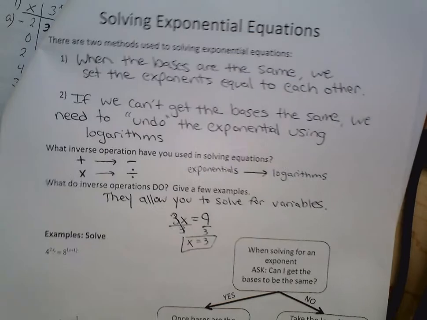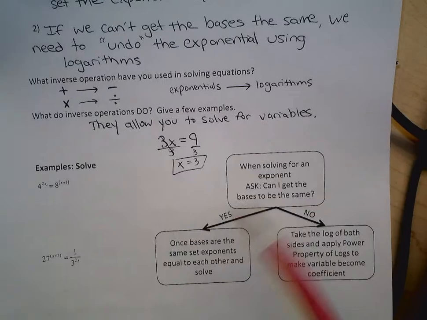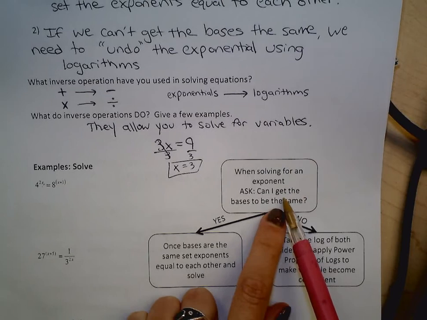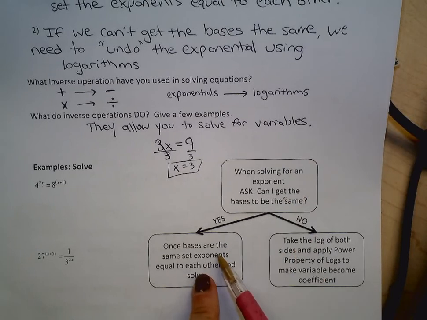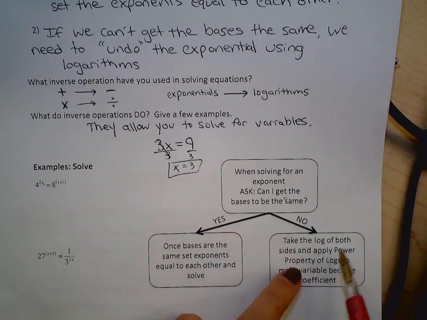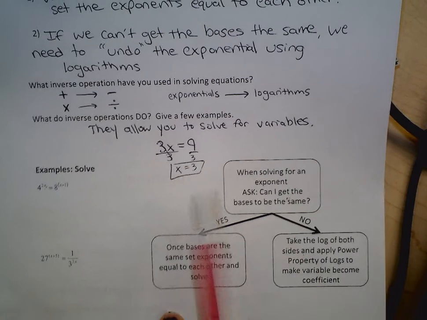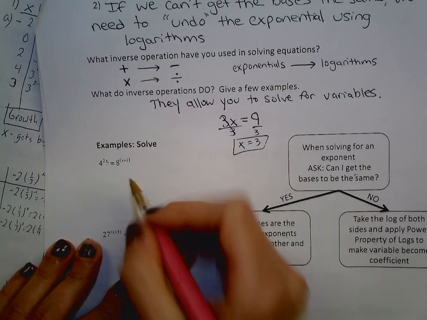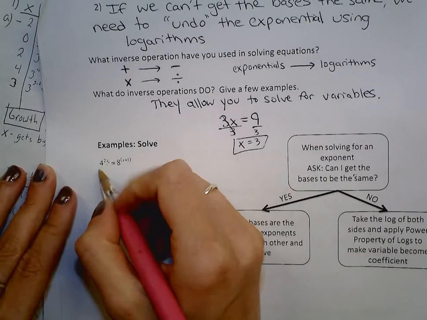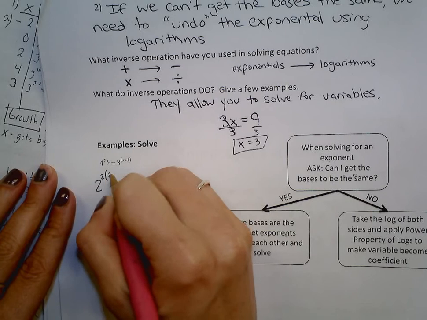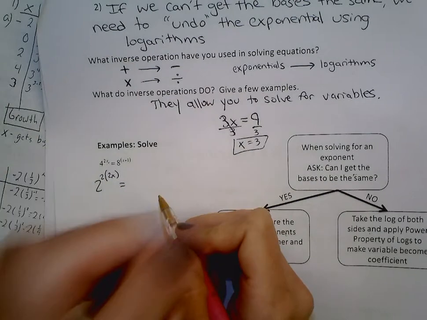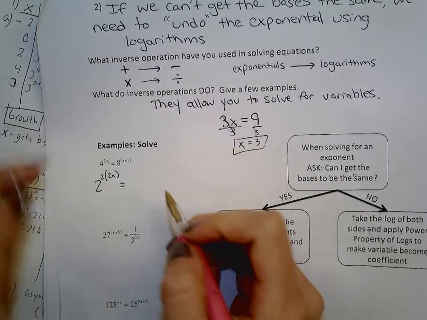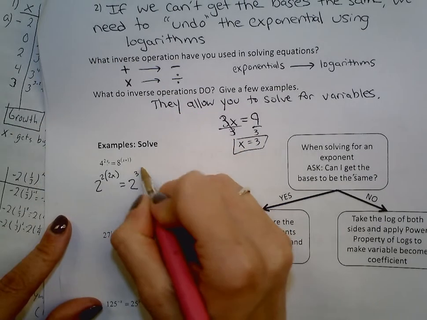All right, so let's look at these examples here. And I made this little graph here. When solving for an exponent, can I get the bases the same? Yes. Then I want to set my bases the same and set the exponents equal to each other. If I can't get the bases the same, I take the log of both sides. So, looking at this first example, can I get the bases the same? I know that I can get my base to be 2. 4 is the same thing as saying 2 squared. So this can become 2 squared times 2^x. And 8 is just 2 times 2 times 2, which is 2 to the third power. And I have this x plus 1 here.